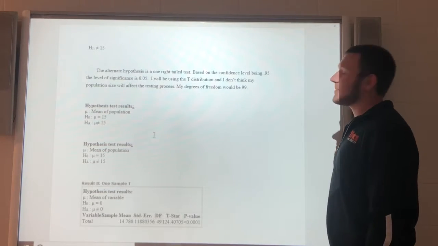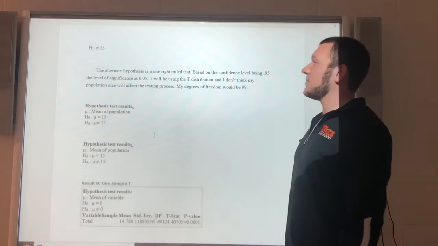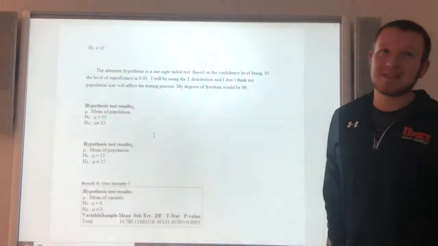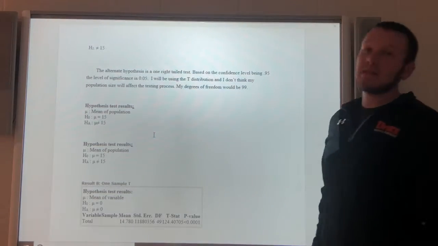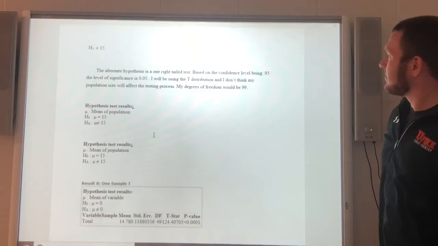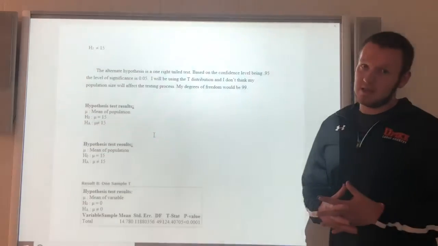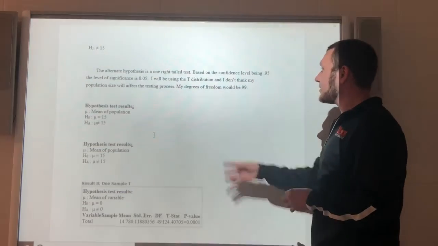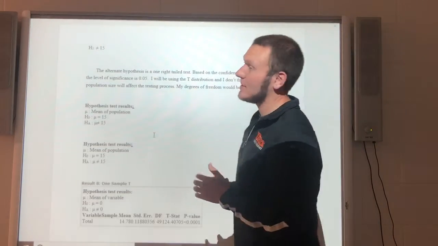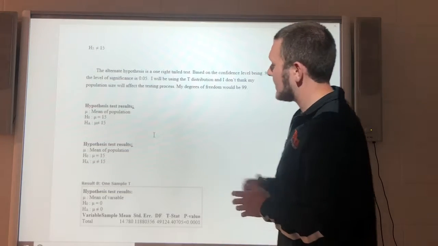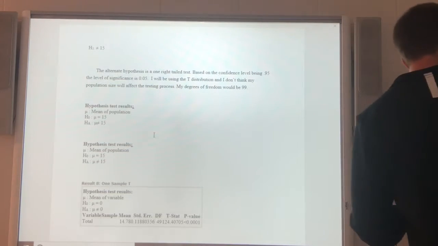Based on my confidence level being 0.95, the level of significance is 0.05, I will be using the t-distribution on this one instead of the z. I do not think that my population size will be affected by the testing processes. My degrees of freedom would be 99. Here are the test results I was able to receive.